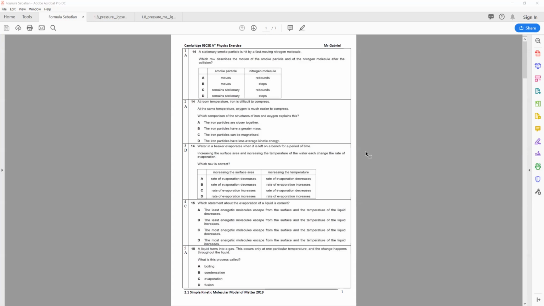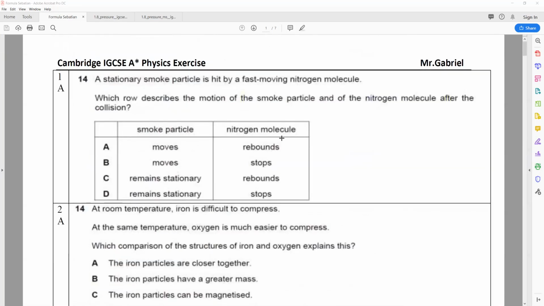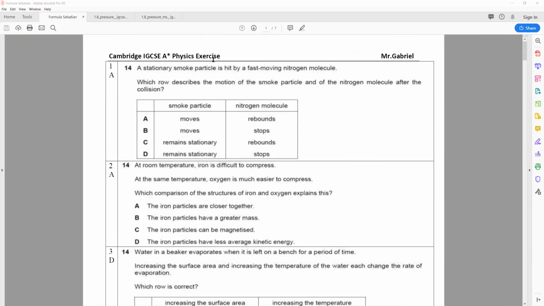Okay, yeah, let's begin class, guys. First and foremost, let's go through each and every one of these questions here, and please check your answers, guys. The first question is that a stationary smoke particle is hit by a fast-moving nitrogen molecule. Which row describes the motion of the smoke particle and of the nitrogen molecule after the collision? The answer is going to be A. The smoke particle moves and the nitrogen molecule rebounds.